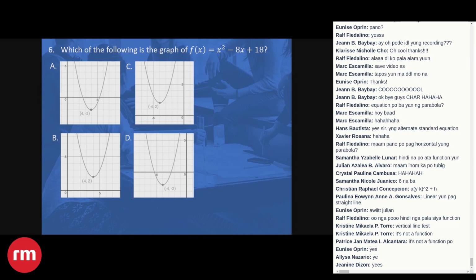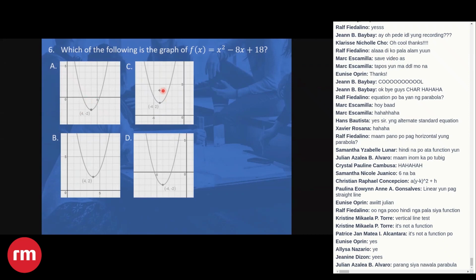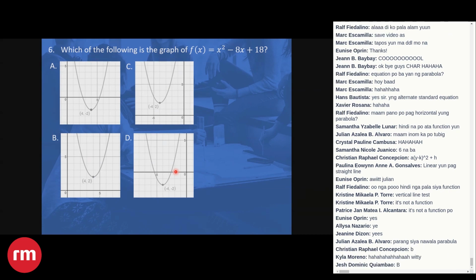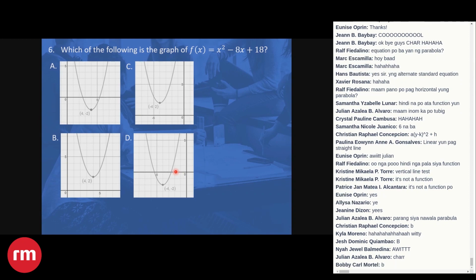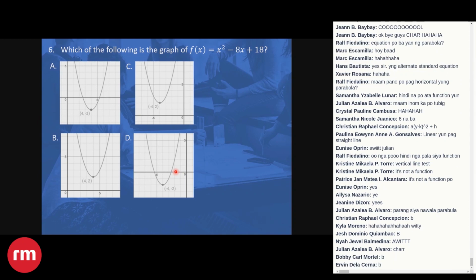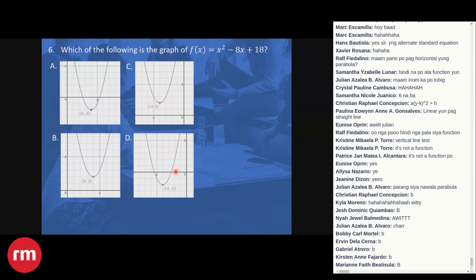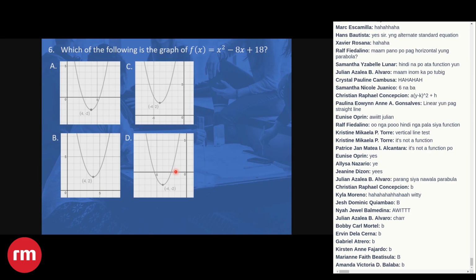So which of these graphs represents the function x squared minus 8x plus 18? So dito sa mga graphs natin sa A, B, C, and D, magkakaiba yung vertex. So dito ay 4, negative 2; negative 4, 2; 4, 2; negative 4, negative 2. Ang problema dito, class, sa ating function, sa general form, hindi siya naka-vertex form. I guess naalala nyo pa dapat kung paano kumuha ng H and K kapag expanded form.